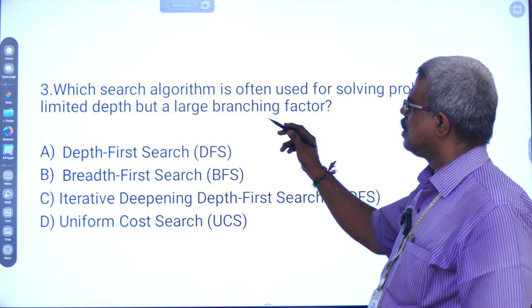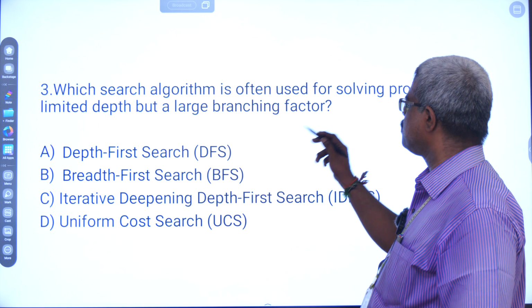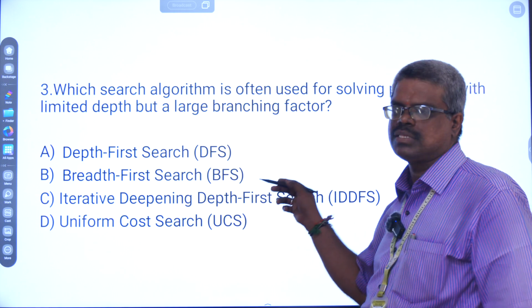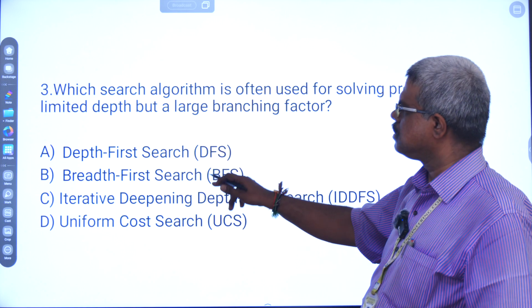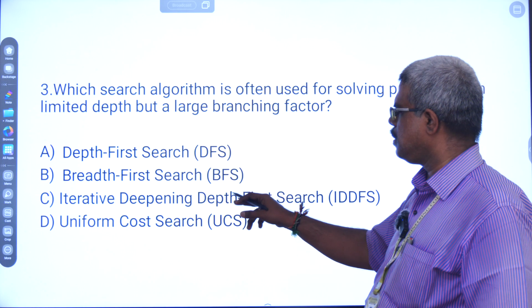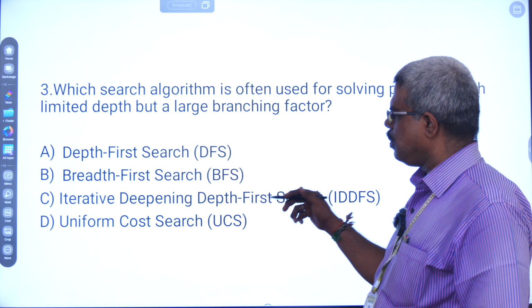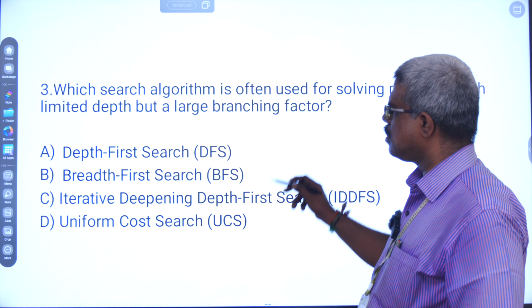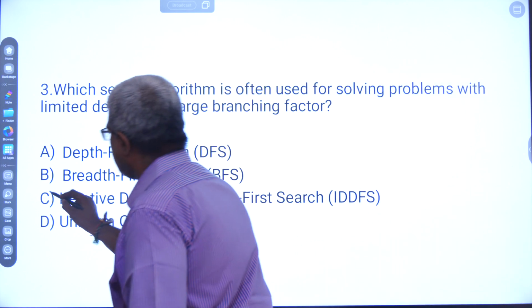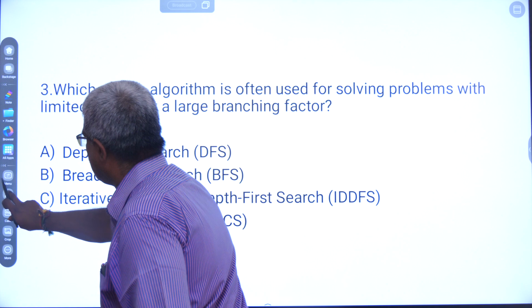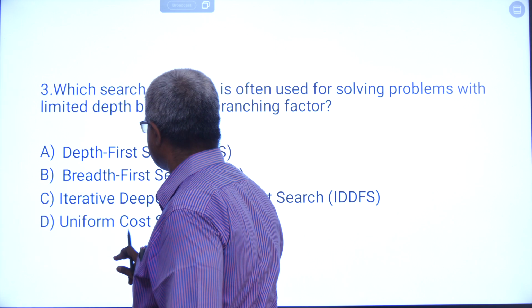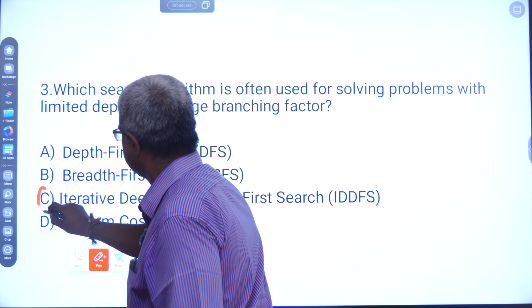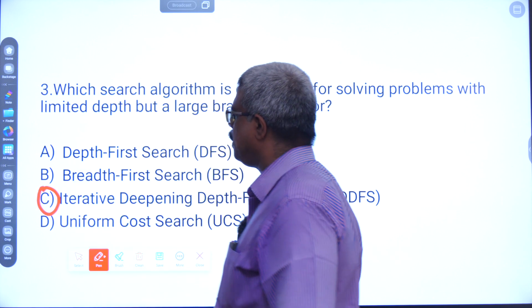Next one, which search algorithm is often used for solving problems with limited depth but large branching factors? In this case, you will have the 4 options: depth first search, breadth first search, iterative deepening depth first search, and uniform cost search. When you consider large branching factors, automatically the iterative deepening method will go for this one. So the option is C, IDS.